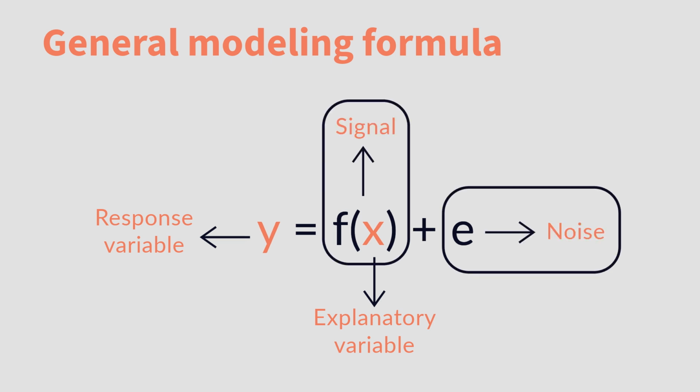F of x is called the signal. E, or epsilon, is the noise that represents the error in the model. In a perfect model, E, or the error, becomes 0. This is the most important concept in modeling. A good model has a high signal-to-noise ratio.